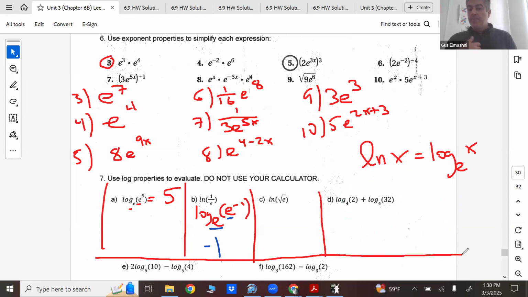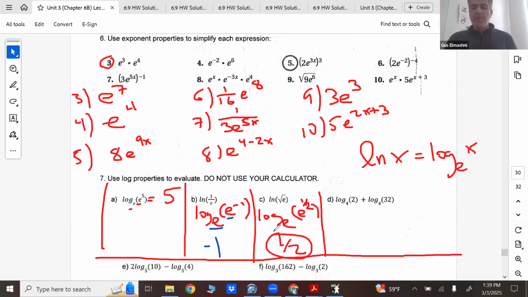Okay, for C, that would be log base e. And what would I put inside the parentheses? What's root e as an exponent? e to what power, guys? Square root? Not 2. Not 1. What's square root, guys? You guys know that, 1/2. So that's 1/2.